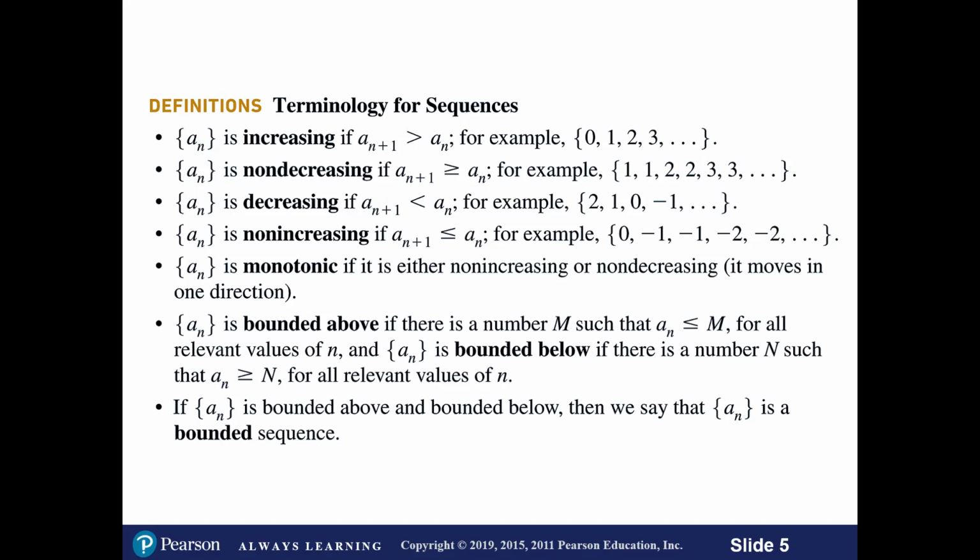Non-decreasing means the n plus first term is at least as big as the nth term. So it's equal to or larger than the term before it. 1, 1, 2, 2, 3, 3 is an example of a non-decreasing sequence. It's not increasing because the terms don't keep getting larger all the time, but they do not get smaller. Decreasing means they do get smaller. The n plus first term is less than the nth term. 2, 1, 0, minus 1, minus 2, and so on.